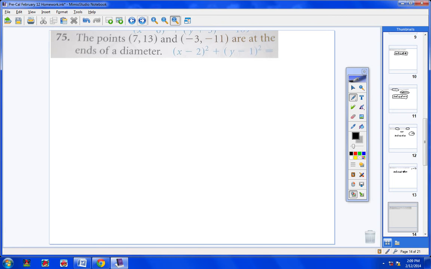Okay, in this problem here, maybe we should get a quick picture of it. The points 7, 13 and negative 3, 11 are at the endpoints of a diameter. So in other words, you have a circle, and we'll just pretend that this ordered pair right here, negative 3, 11, is right here, and we're going to pretend that this point here, 7, 13, is over here.